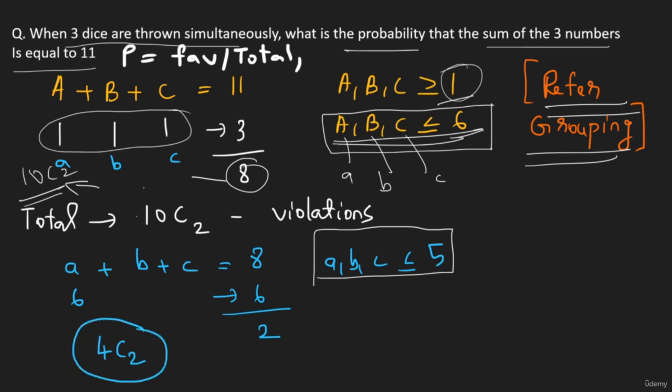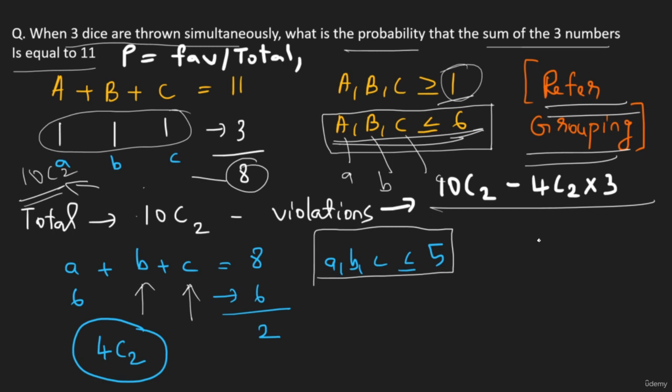Now, therefore, the violations are 4C2 into 3, right? Because the same 6 could have been given to B and to C. So, the answer is 10C2 minus 4C2 into 3, which gives you the answer as 27. And that is your answer in terms of the ways in which this can be done. So, the favorable ways is 27.